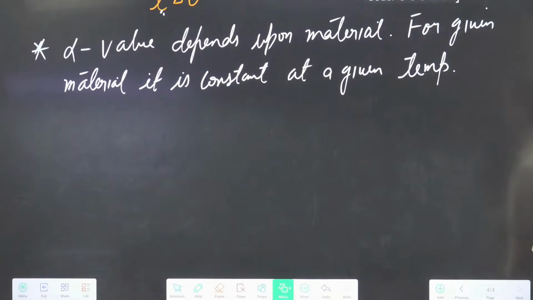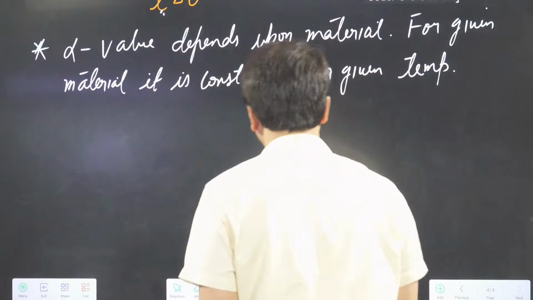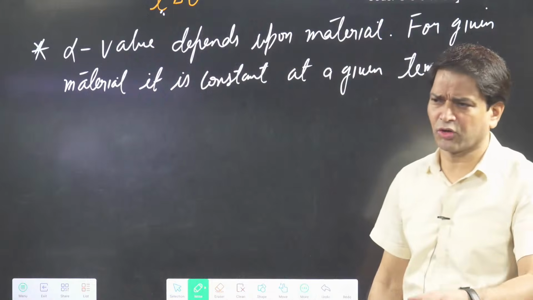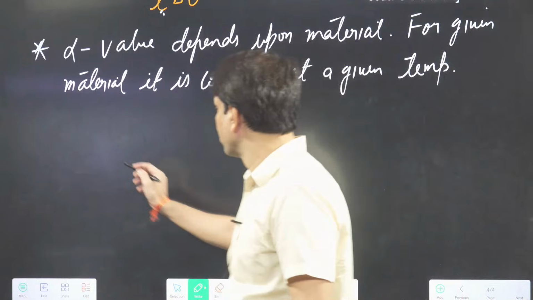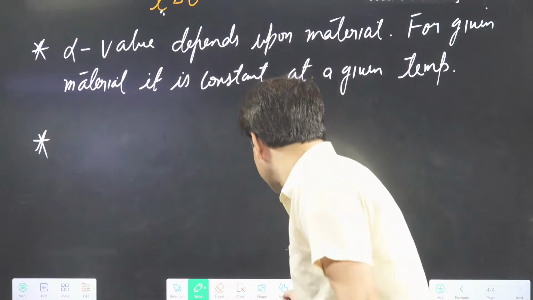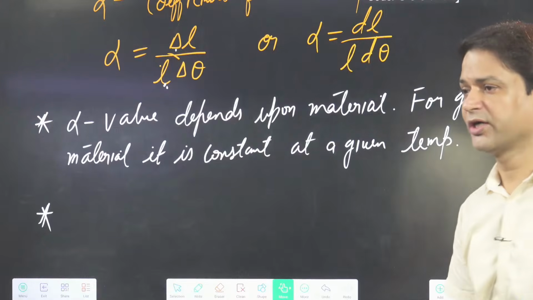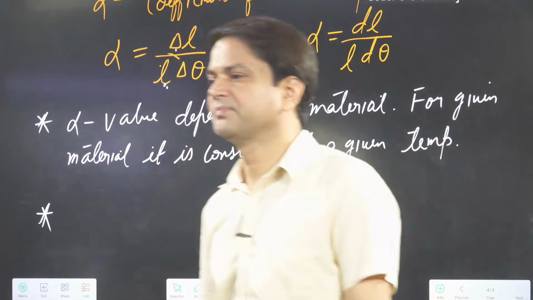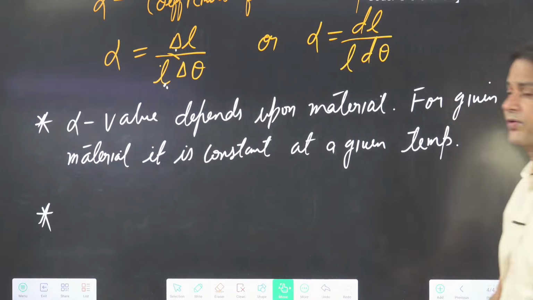Okay, so this is completed. Alpha value depends upon the material, and at a given temperature we will take it as a constant for the material in numerical problems. Okay, if I am asking what is the unit of alpha? What is the unit of alpha? Tell fast. So the unit of alpha, what can we say?